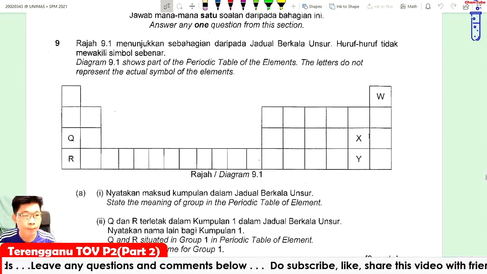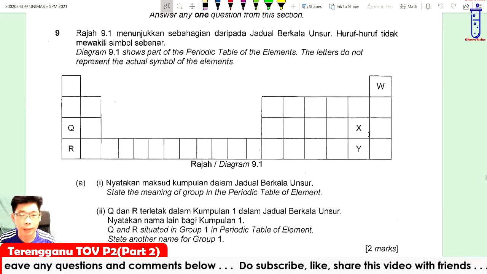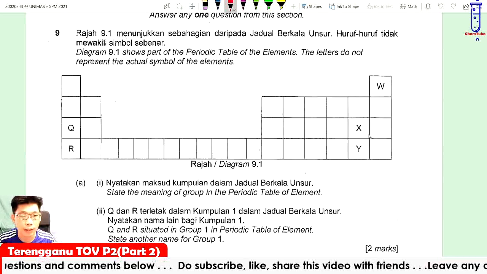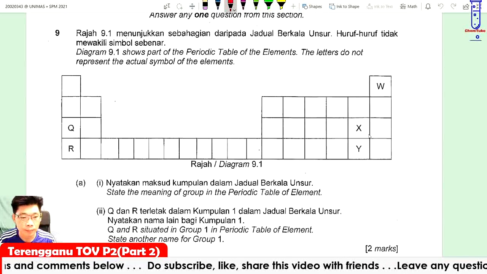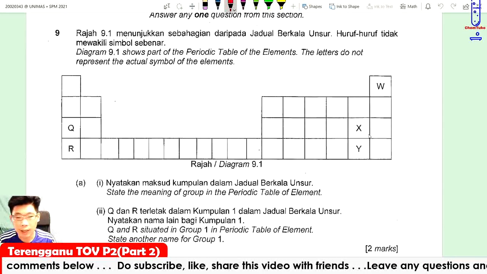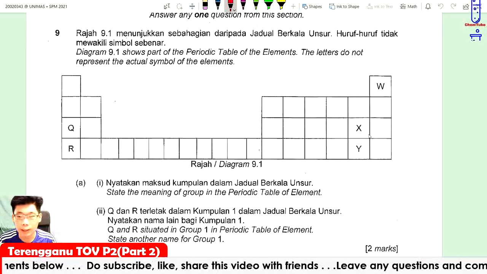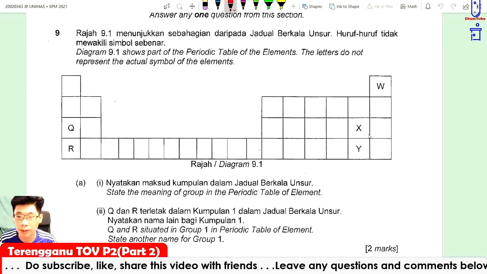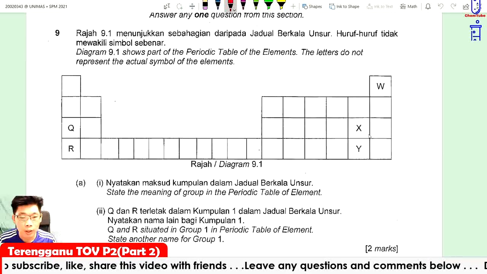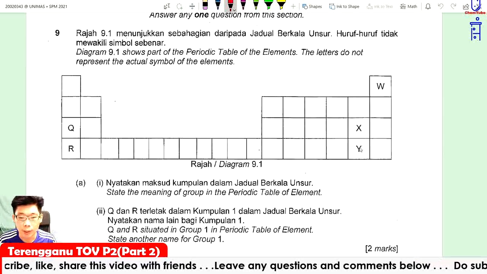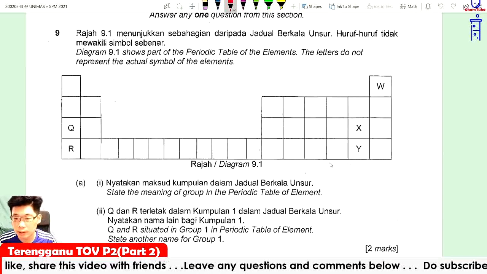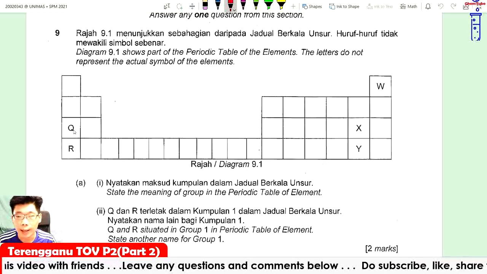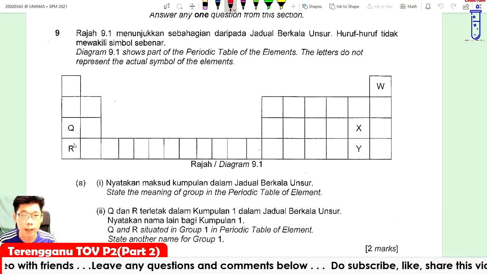So we look at question number 9. The diagram shows part of the periodic table of elements. The letters do not represent the actual symbol of the element. So you are given W, X, Y, Q, R. These elements are given in this periodic table. For this type of question, when you write your answer, you just use the letters given here, no need to use the actual ones.